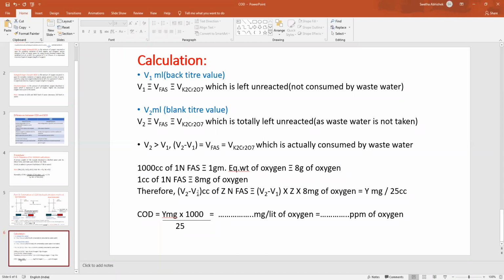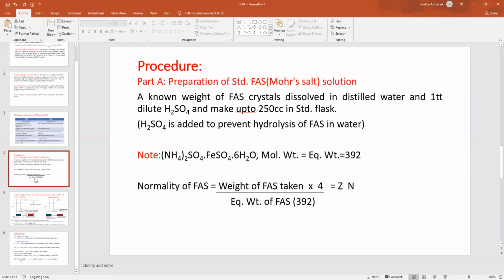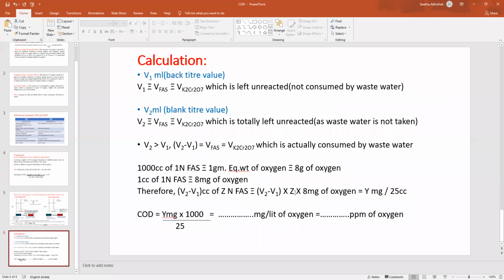Therefore, V2 minus V1 cc of Z normal FAS will be equivalent to (V2 minus V1) into Z into 8 milligram of oxygen. What is V2 minus V1? The difference of blank titer value and back titer value. And what is Z? Z is the normality of FAS which is calculated. So substitute the Z value and the V2 minus V1 value. When multiplied by 8, you get Y milligram of oxygen. So Y is the amount of oxygen in milligram per 25 cc.